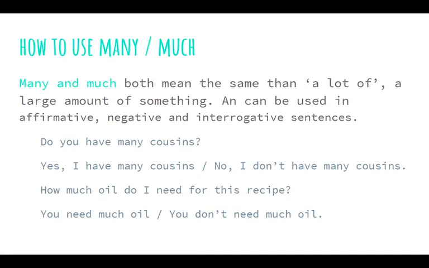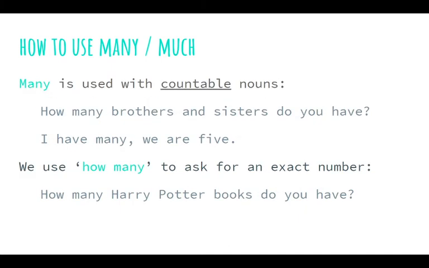How much oil do I need for this recipe? You need much oil, or you don't need much oil. So we use many with countable nouns. For example, how many brothers and sisters do you have? I have many. We are 5. And if we want to ask about the exact number, we use how many. How many Harry Potter books do you have? And then you can reply, I have 5 Harry Potter books, or 3, or 6. I think there are 5 or 6, or 7, whatever.